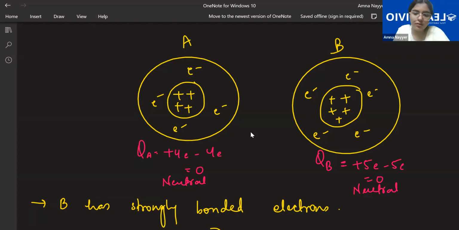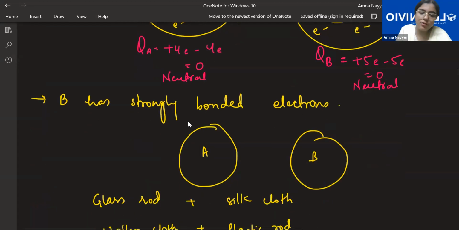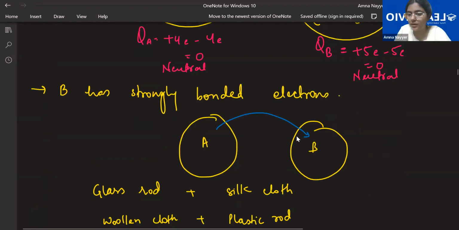B has strongly bonded electrons. What do you think? A to B. A to B, very good. Because here the bonding is weaker, it will be easier to remove this electron. Electrons will be transferred from A to B. This is how the electrons are getting transferred.